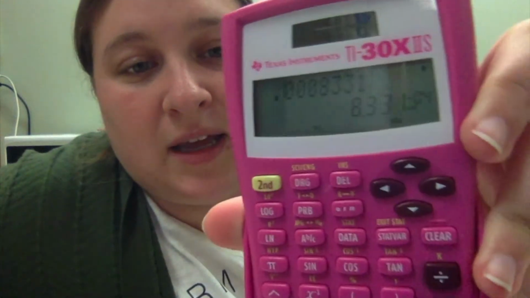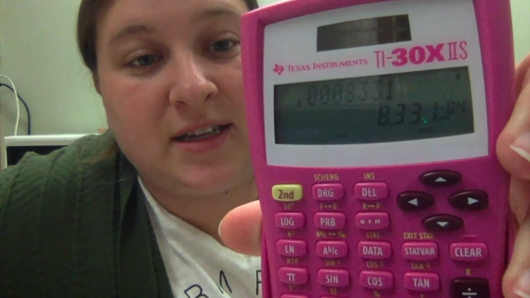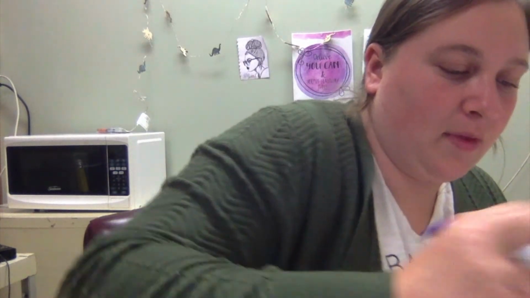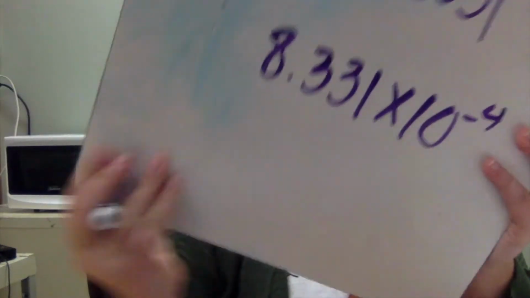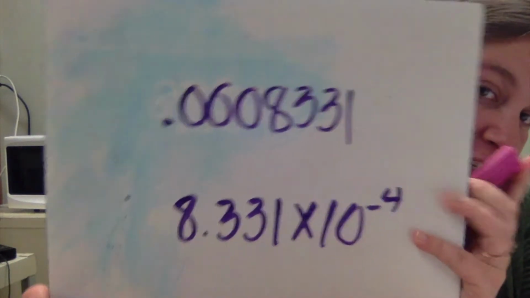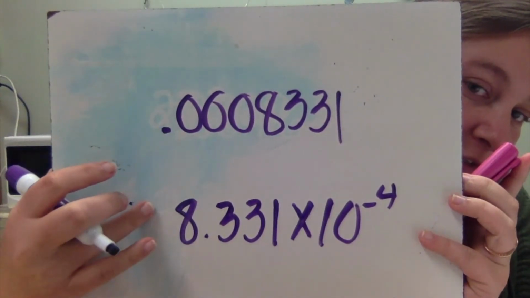We're going to do one last one, another decimal version. We are going to do, sorry my chair is so loud, 0.0008331. So it will be 8.331 times 10 to the negative fourth. So that is what it looks like in scientific notation. So standard form, scientific notation.